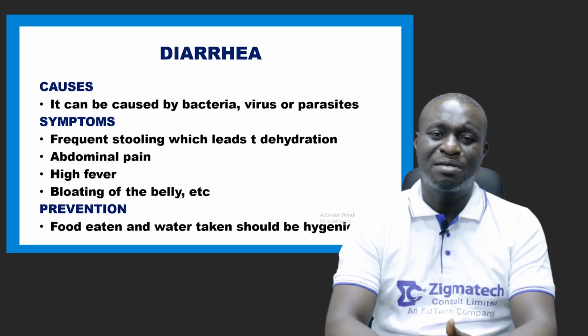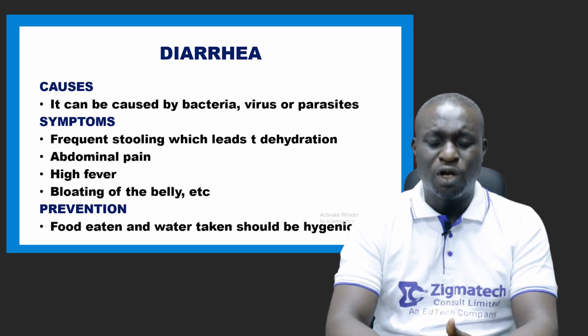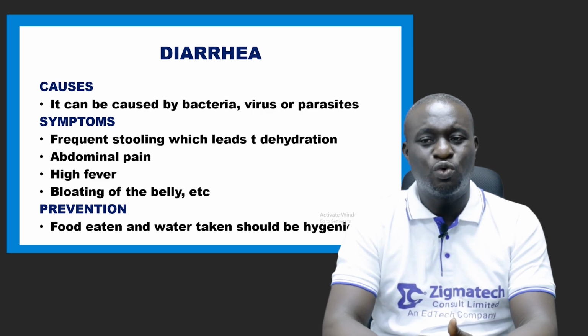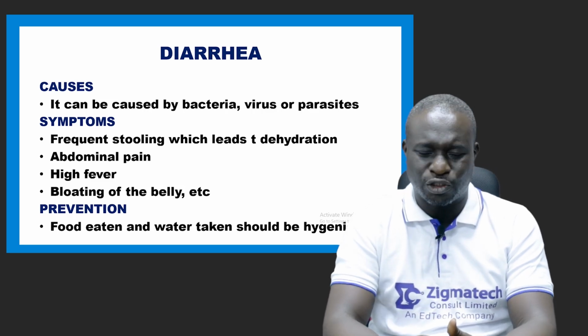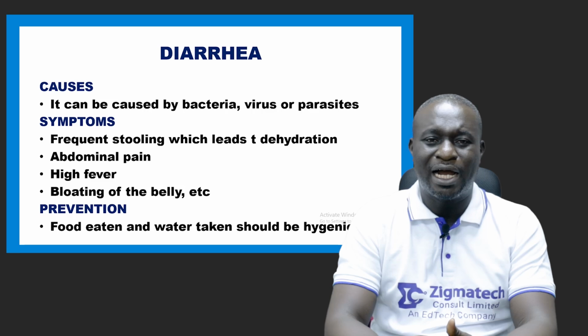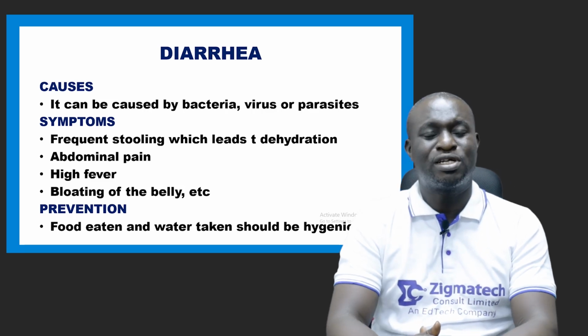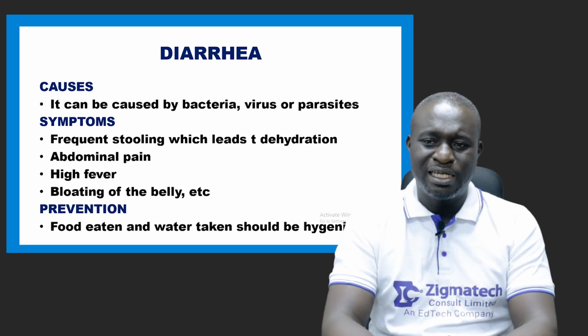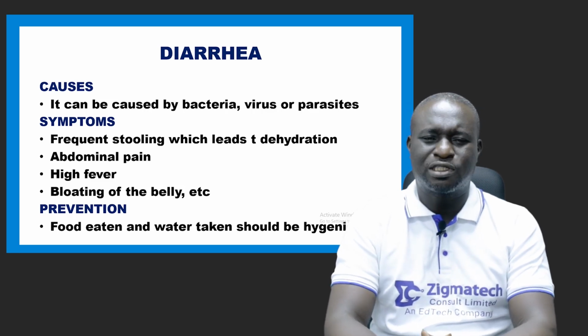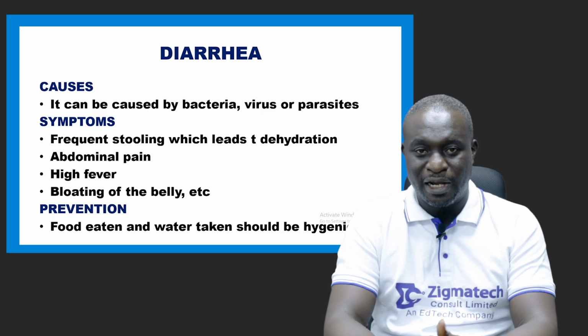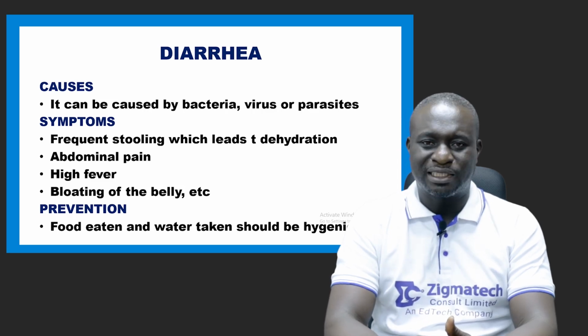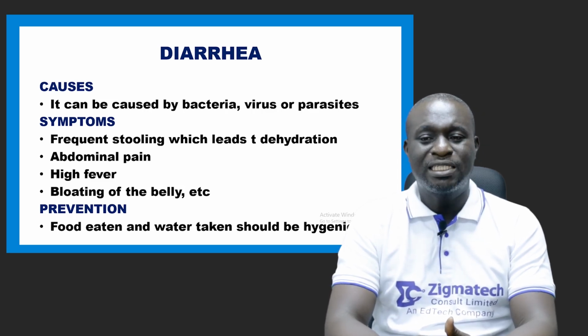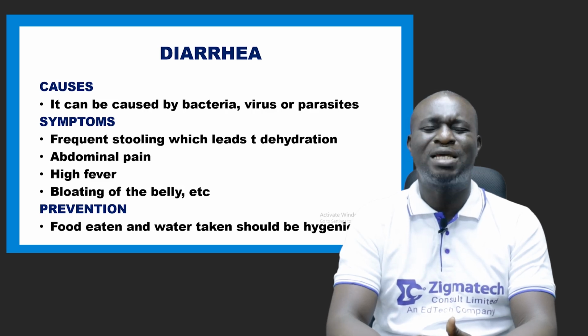Now, there are several symptoms of diarrhea. One of them is frequent stooling, which leads to dehydration. There is also abdominal pain, high fever, bloating of the belly, and so on. These are all signs of diarrhea. Now, how do we prevent diarrhea? Food eating and water taking should be hygienic.